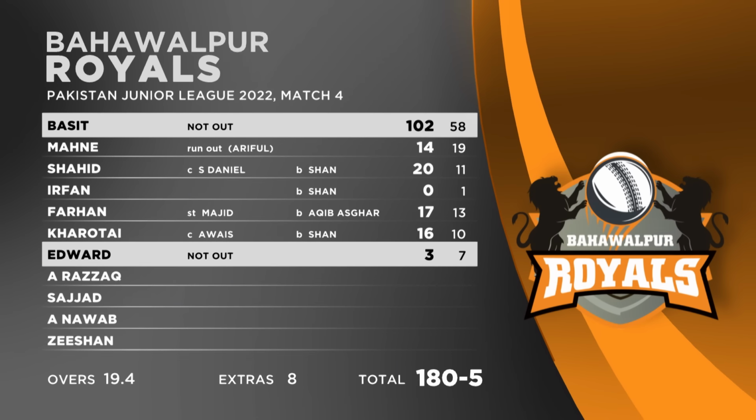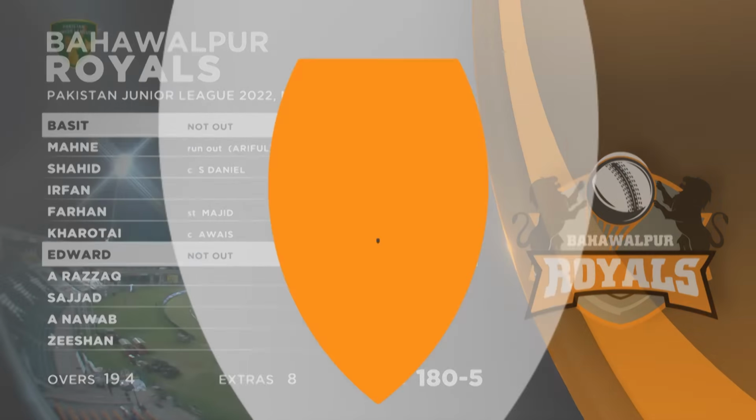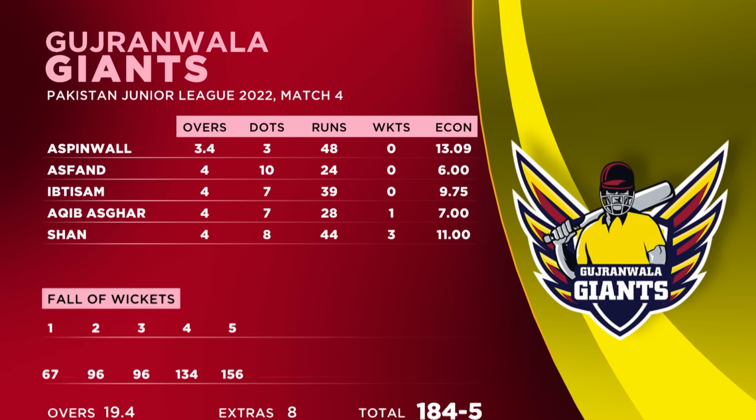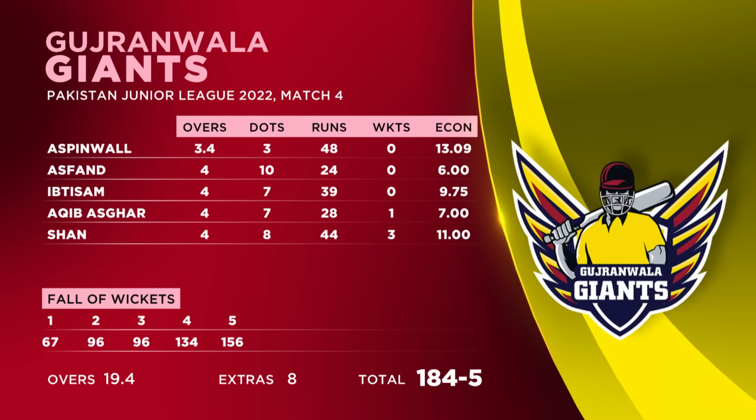Bahawalpur Royals, what a massive chase it was, with Basit Ali's not out 102 of 58 helped them to chase this down with 2 balls to spare, 180 for 5. It was a beautiful run chase from Basit Ali alone, single-handedly leading their side to a win. The bowlers couldn't do much. This was a high-scoring game.